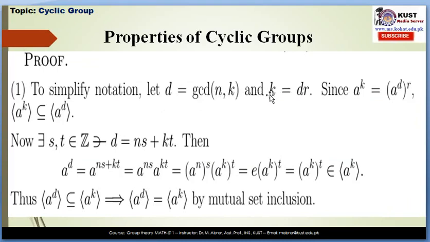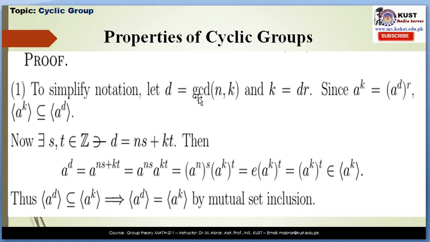Because a raised to k can be written as a^d raised to r, it means all the elements here in the cyclic group generated by a^k are actually contained in the cyclic group generated by a raised to d.